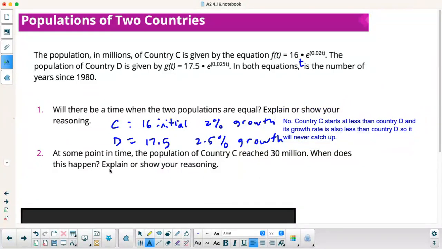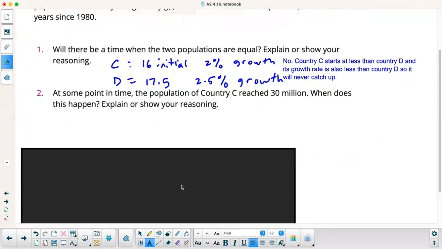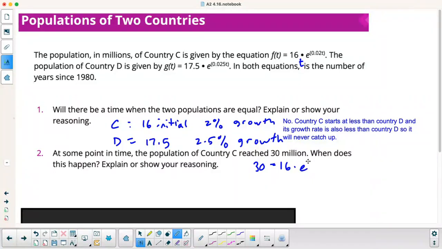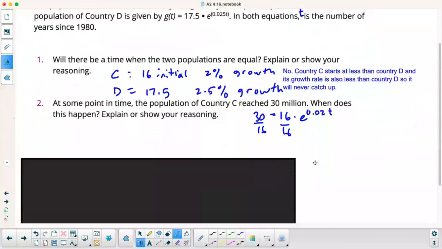At some point in time, the population in country C reached 30 million. When does this happen? Explain or show your reasoning. So country C, I'm going to set it equal to 30, because I think it's in millions. Yeah, population millions. So I'm going to set it equal to 30. 30 equals 16 times e to the 0.02t. So let's divide each side by 16, and let's see what that gives me.